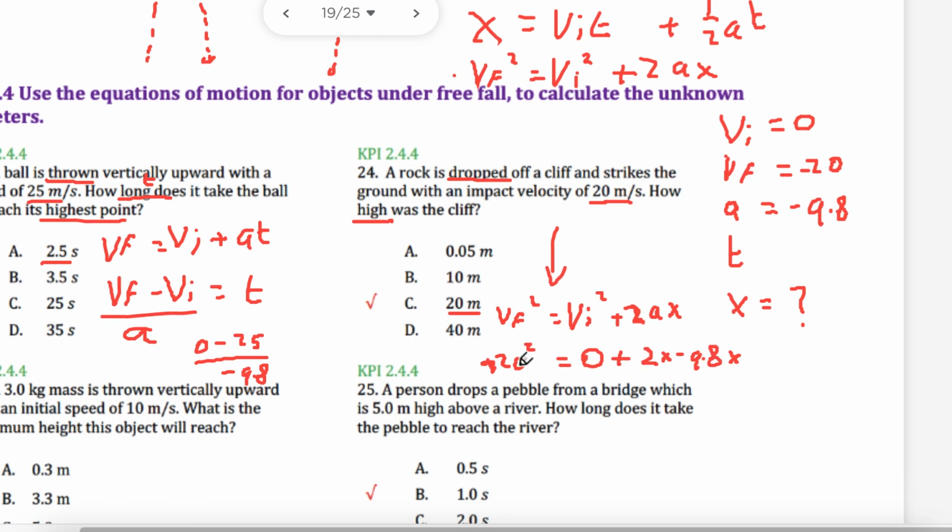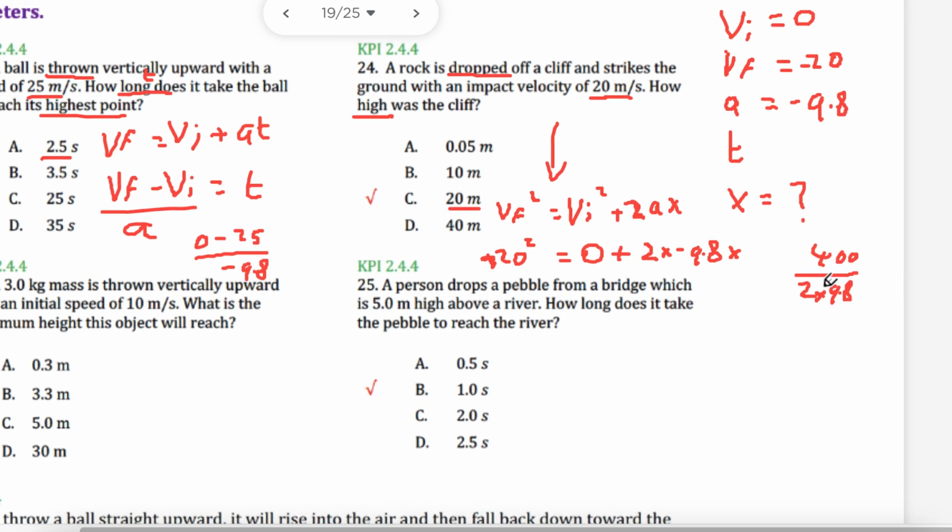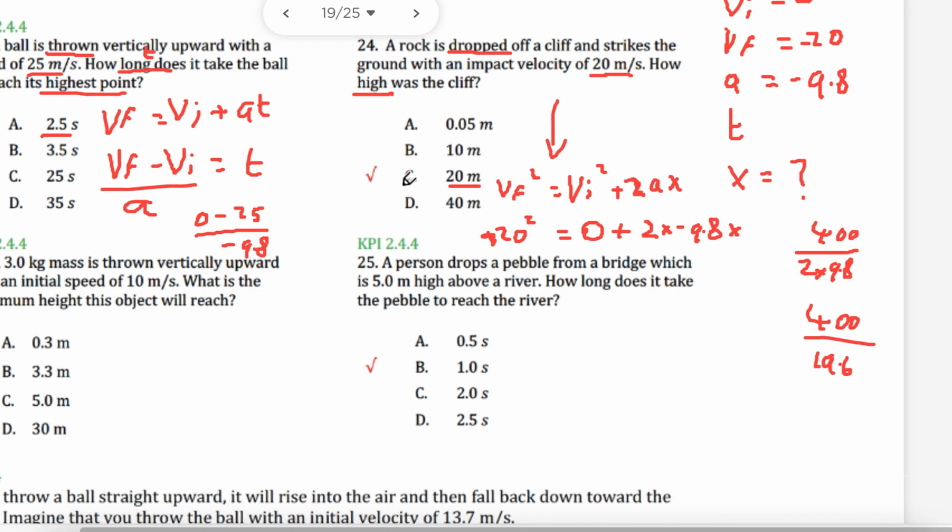If you were to rearrange, 20 squared is just going to be 400, if I am not mistaken. And then the 0, nothing happens. 2 times 9.8, I'll take it to the other side and divide by 2 times 9.8, which is like 19.6 or something. And if you do that, you should get around 20. Actually, it will be exactly 20 because they probably use 10, because 400 divided by 20 would give you 10, right? Assuming it's 19.6, if we were to do that, you'll get just under 20. Anyway, the answer is C.